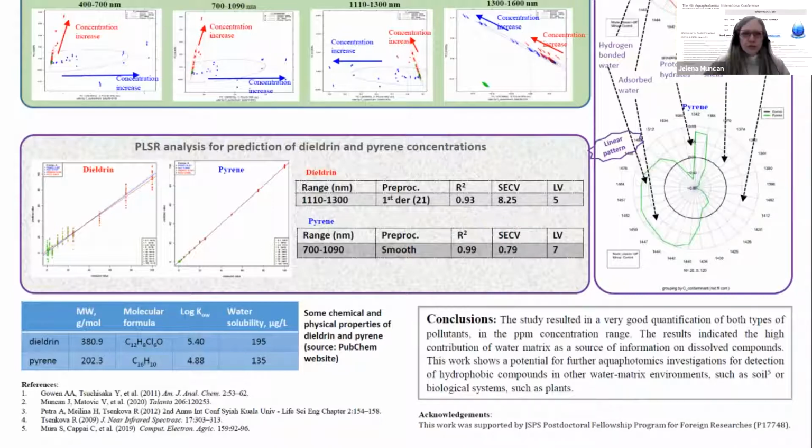No, so this is the first work that we are presenting. So in this case, we did not mix components. They are in totally separated solutions. One is a solution of dieldrin, one is a solution of pyrene with DMSO. So we use DMSO to dissolve the compounds, but the components are not mixed. That would be interesting to see what is happening when we mix different components.